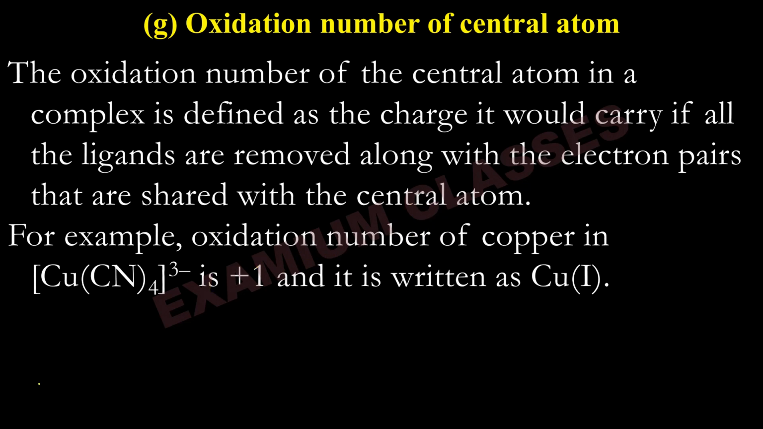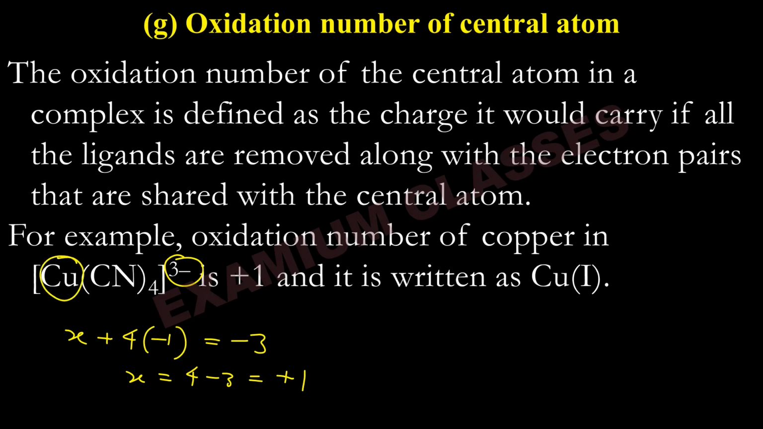So suppose in this case, [Cu(CN)4] 3 minus. Suppose you say copper's oxidation state is X, and we will be using this quite frequently. So just pay attention, everyone. It will be X, and then 4 times CN minus 1, equal to how much? Minus 3. This is the charge. So X will be minus 4 on the other side, 4 minus 3, that is plus 1. So it means copper here is in plus 1 oxidation state, and we write it in stock notation, Cu and the oxidation state. This is called stock notation. You have done it in 11th.